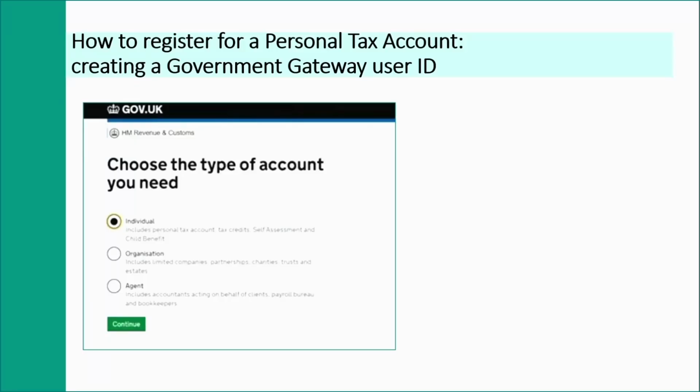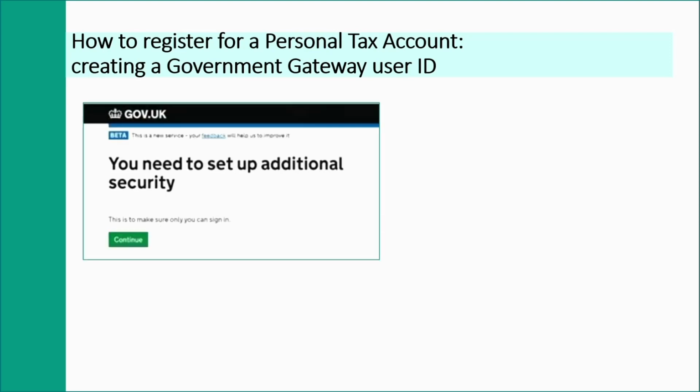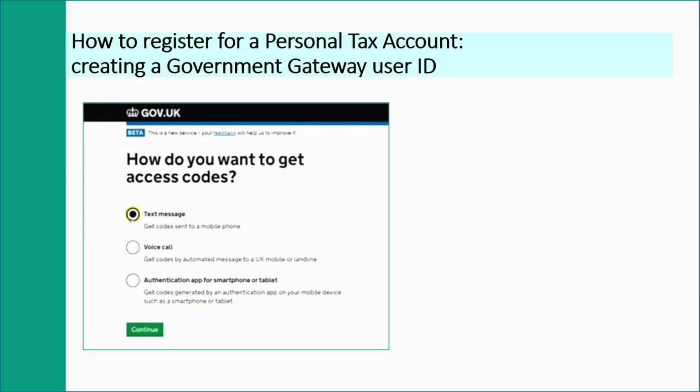On the Choose the Type of Account You Need page, select Individual and click or tap Continue. On the You Need to Set Up Additional Security page, click or tap Continue. You will then be taken to the How do you want to get access codes page.